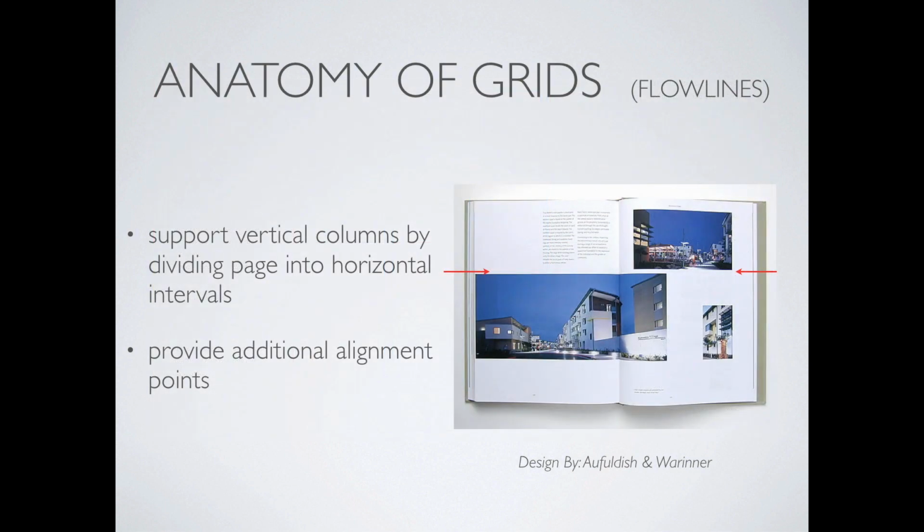Next thing is a flow line. A flow line is kind of like a column interval. The difference is that we turn it horizontally and run it across the page. And so I think this particular graphic, the example here that I have with the little red arrows, really shows a clean flow line across that page.